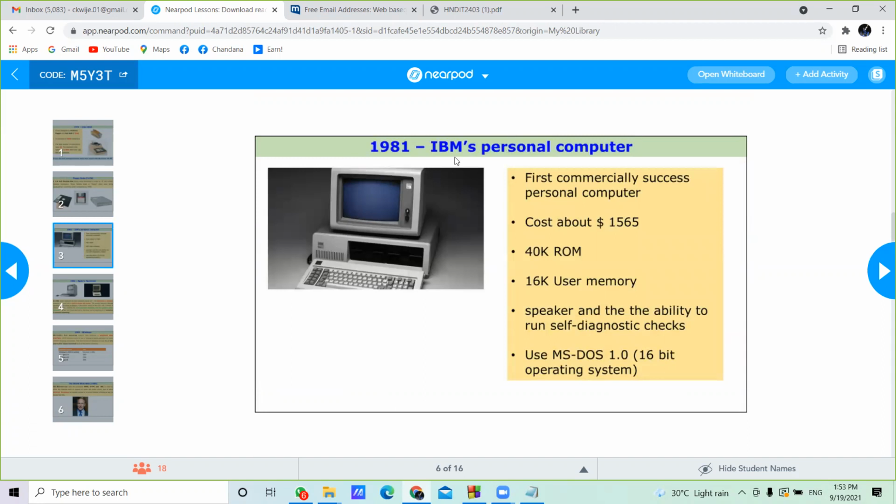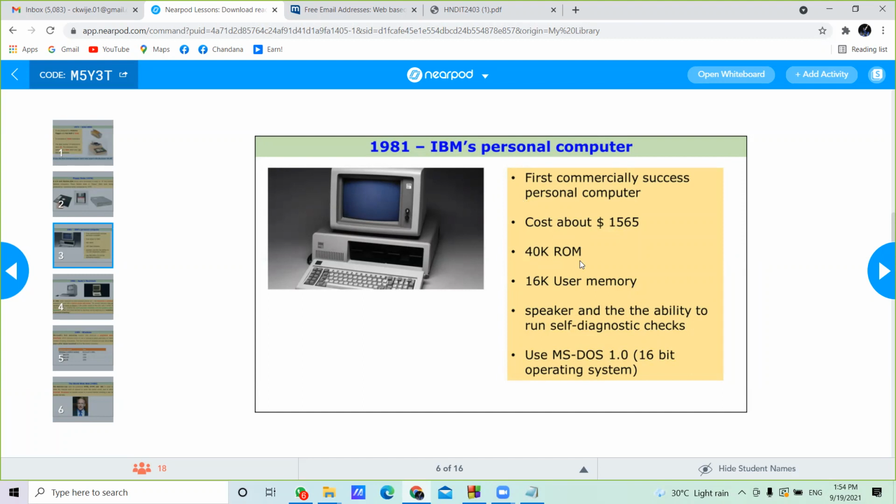Next comes the 1981 IBM personal computer. This one is the first commercially successful computer, developed by IBM in 1981. It looks very much like today's personal computer, right? At that time it cost about $1,565. You can convert that into rupees and think about the cost at that time.